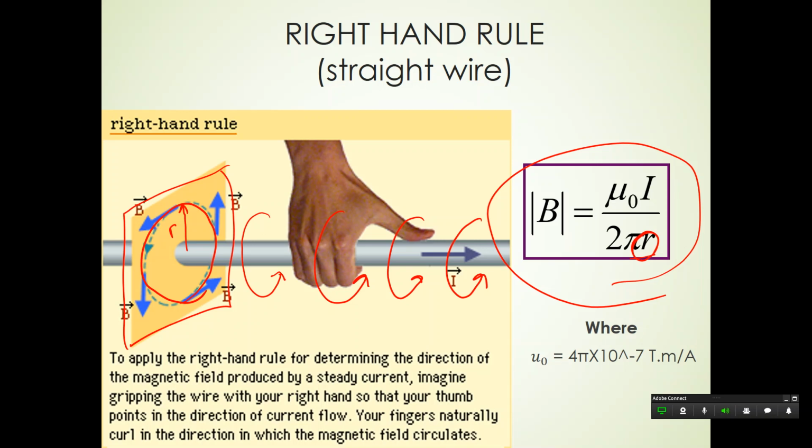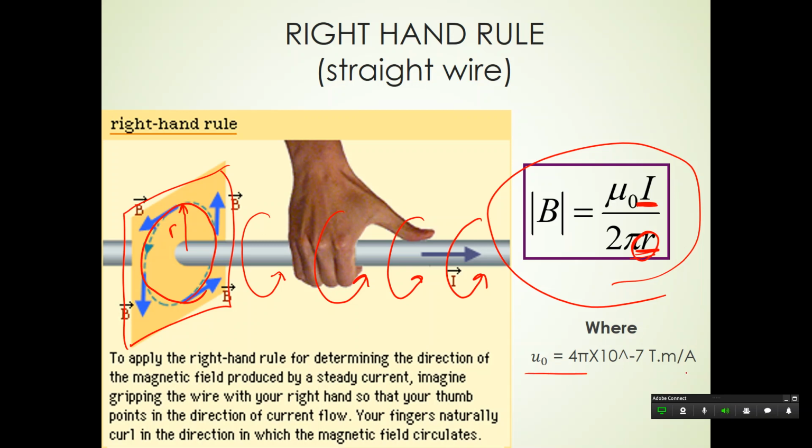So R is in the denominator. Does that mean that the close ones will generate a strong magnetic field, or when you're far, you're going to see a strong magnetic field? Closer, exactly. So the closer you are to the source of the current, the stronger the magnetic field is. The stronger the current is, also the stronger the magnetic field is. So the current I is going to be in the numerator, and the radius R is going to be in the denominator. Those are really the only two variables. Everything else is pretty much a constant.